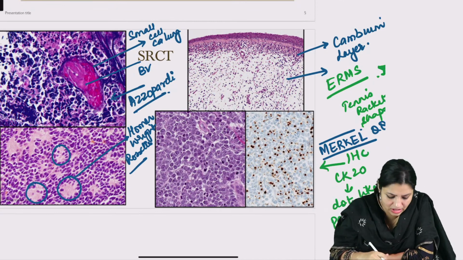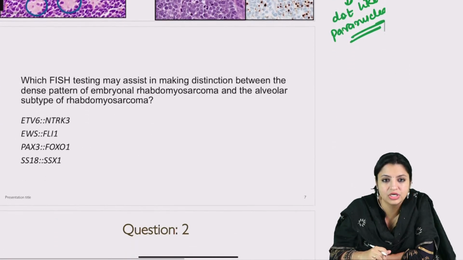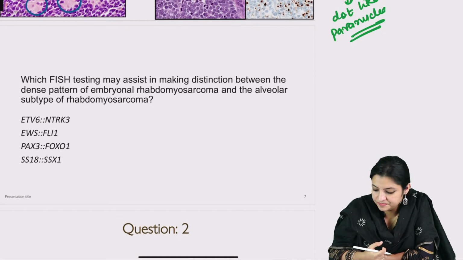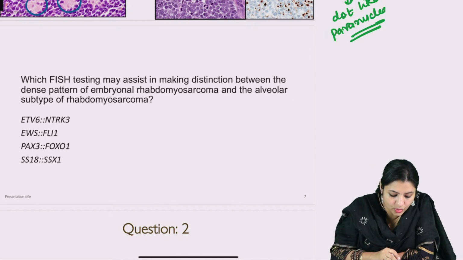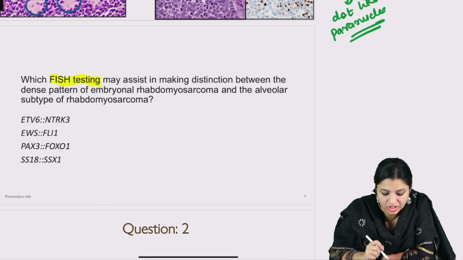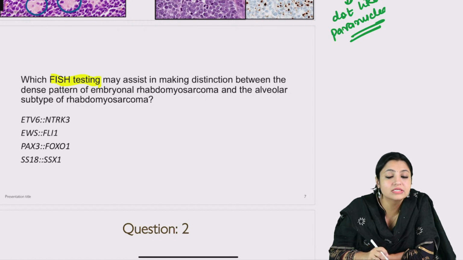Let's look at one question. Let me see how many of you can answer this question now. This is just an extension of this. Who's going to tell me? The question here is, which FISH testing may assist in making a distinction between embryonal rhabdomyosarcoma and alveolar rhabdomyosarcoma? Which mutation are you going to test which can differentiate between the two? Guys, mutations of soft tissue tumors is one of the questions which was asked in your INI-CET exam, and a very tentative question. So you must know this.